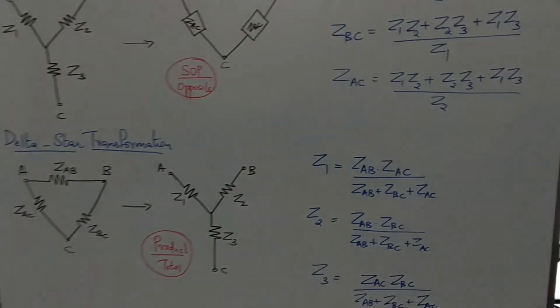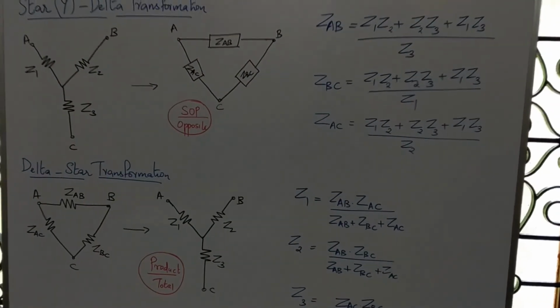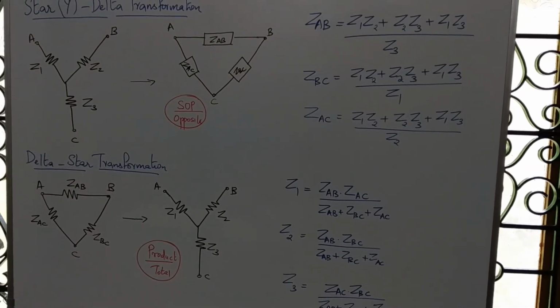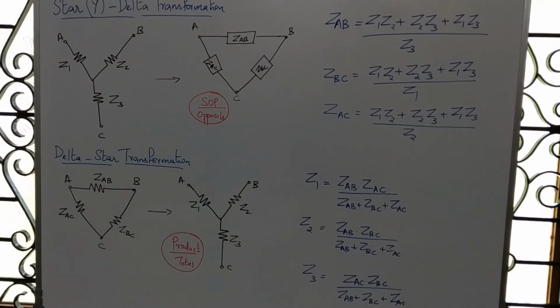So these equations, how to convert star to delta and delta to star, should be memorized so that you can apply when you need.